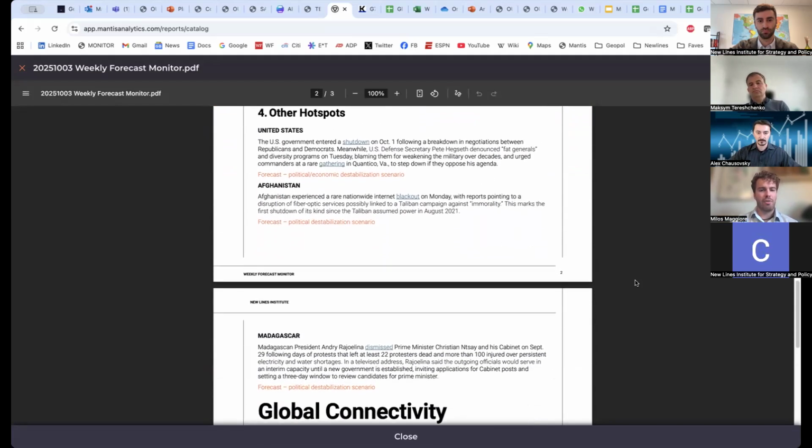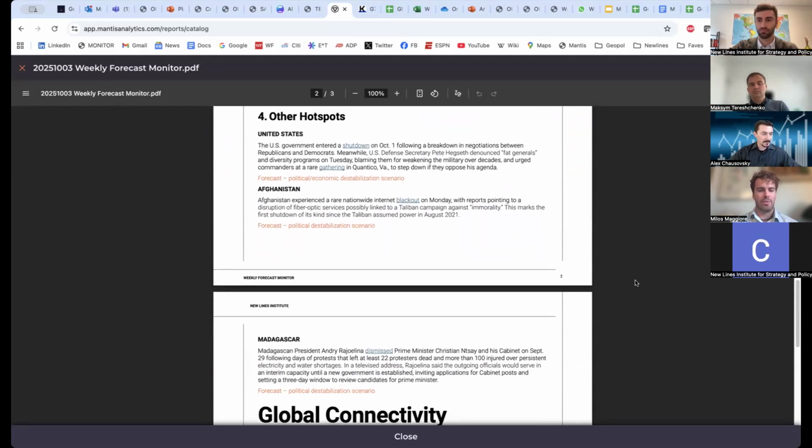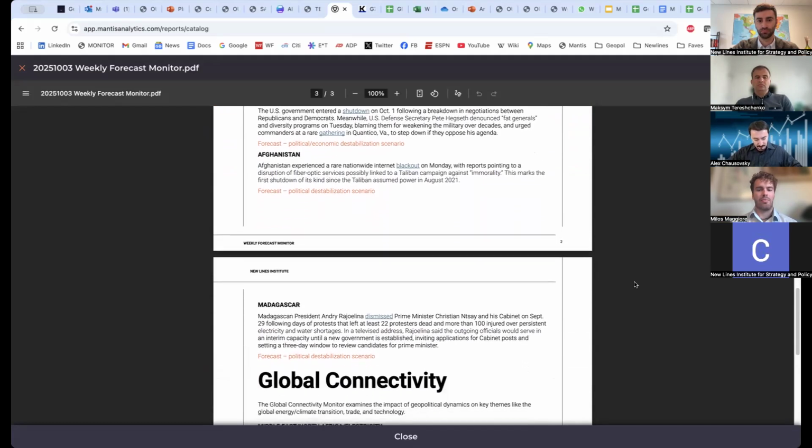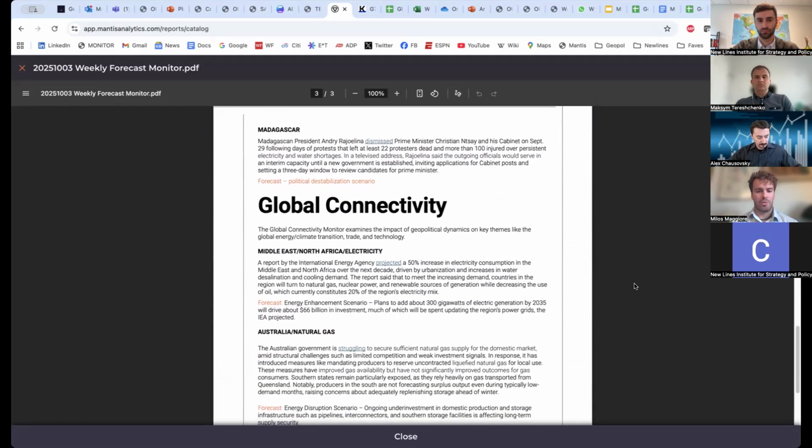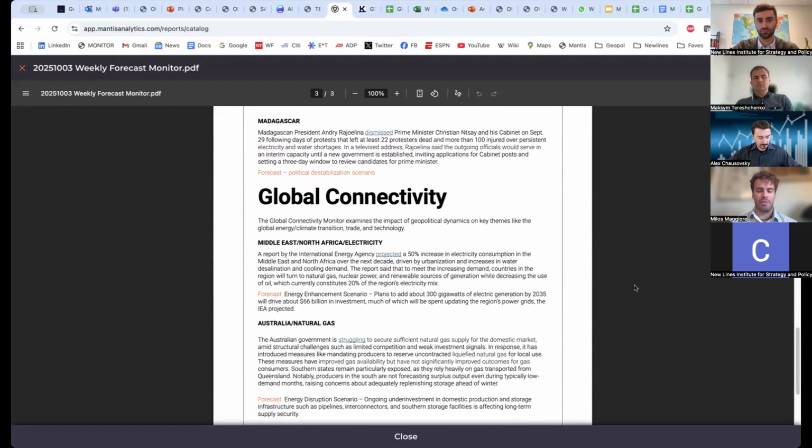And then we identify a few other hotspots in which certain things have happened. So obviously, this last week we had the US government shutdown. In Afghanistan, we had this internet blackout, and in Madagascar there was another protest. A protest that seems to be following a trend across the world, noticeably also the Philippines and Indonesia as of recent, just to give you an idea.